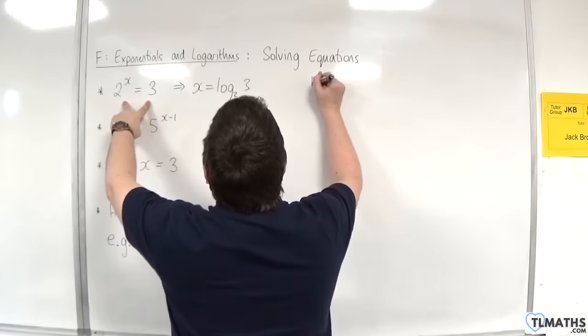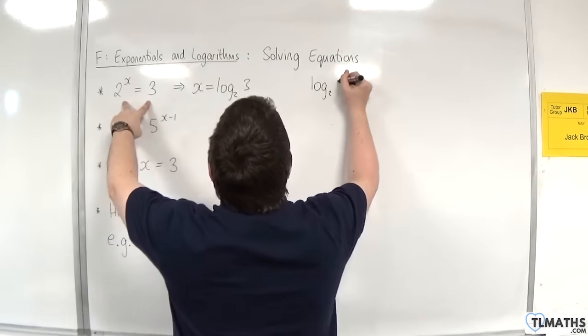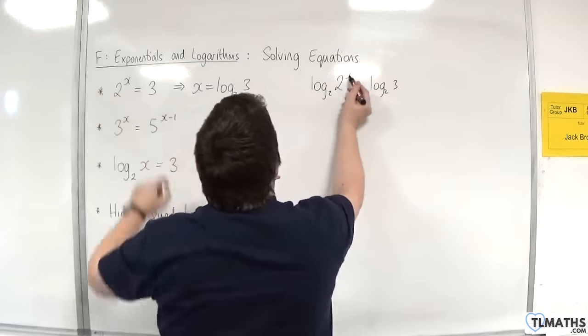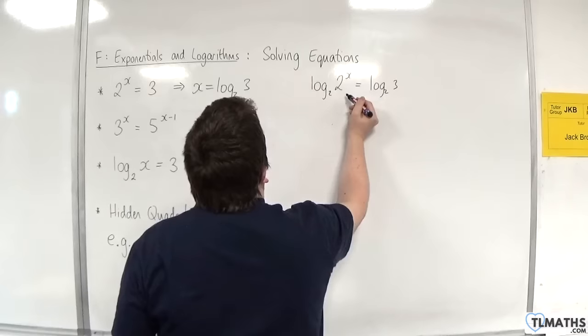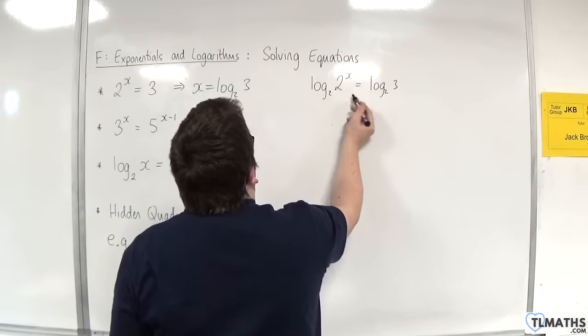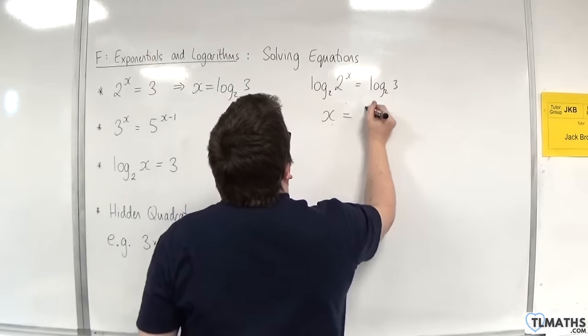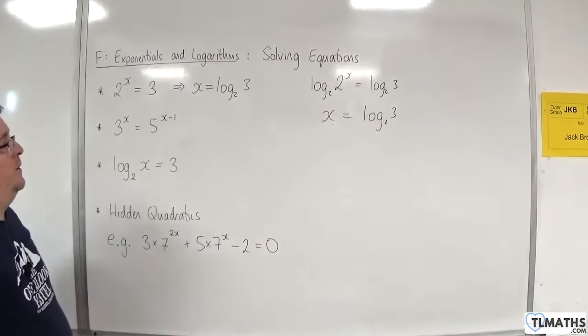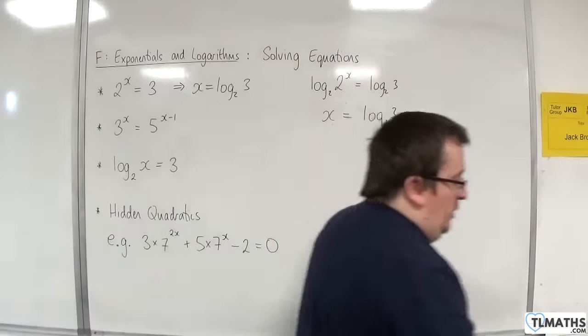So if I take log base 2 of both sides, I get log base 2 of 2 to the x is equal to log base 2 of 3. We know that that is just going to be equal to x. The x can come down to the front, log base 2 of 2 is 1. And you get your x is log base 2 of 3. Okay? So you can do it that way.